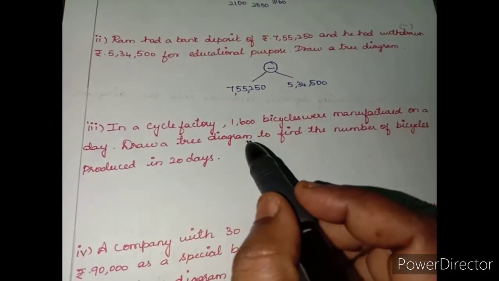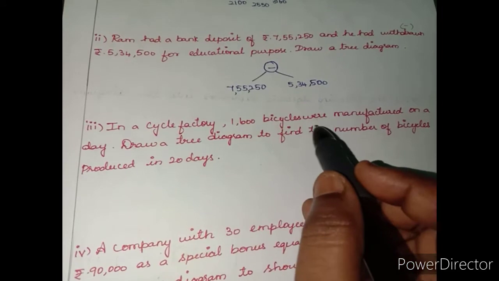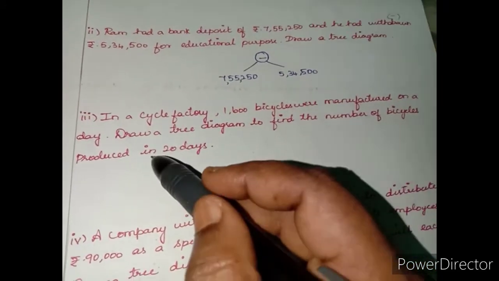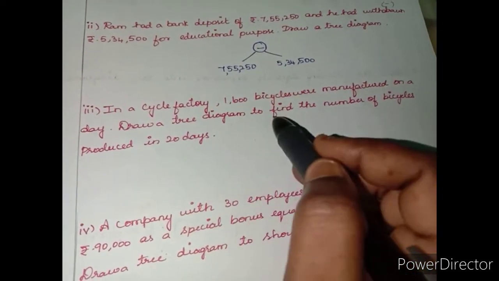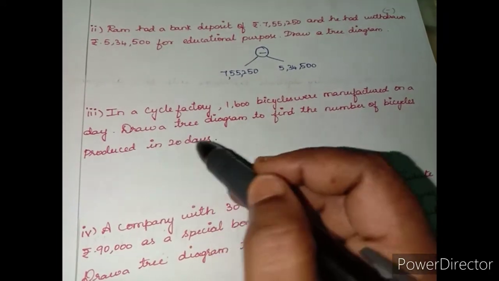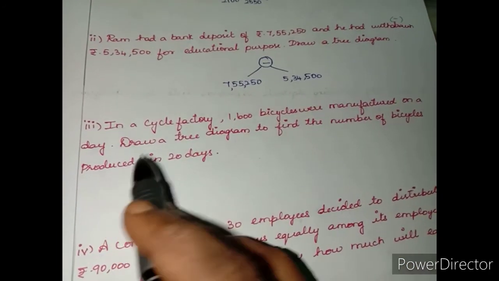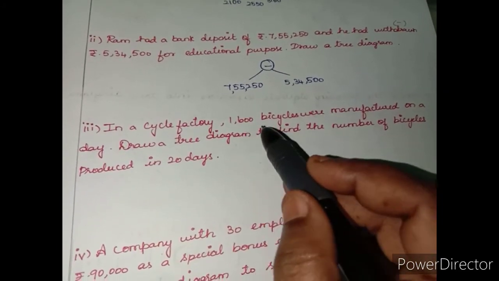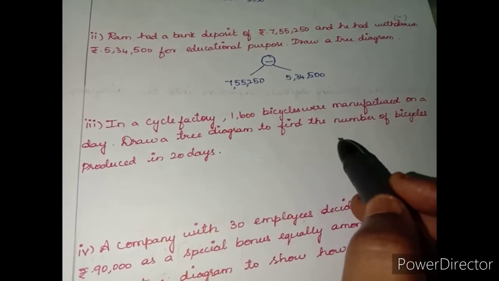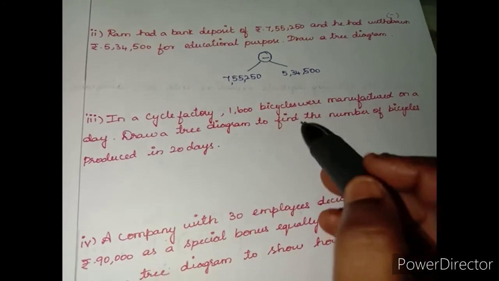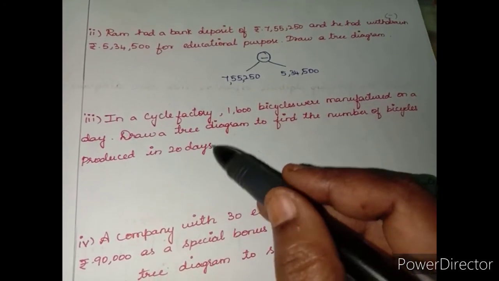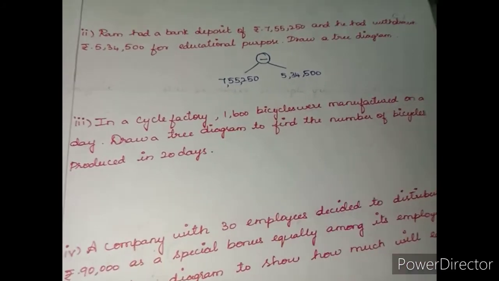See the third question. In a cycle factory, 1,600 bicycles were manufactured on a day. Draw a tree diagram to find the number of bicycles produced in 20 days. So for one day, they are manufacturing 1,600 bicycles. They are asking us to find how many cycles will be manufactured in 20 days.